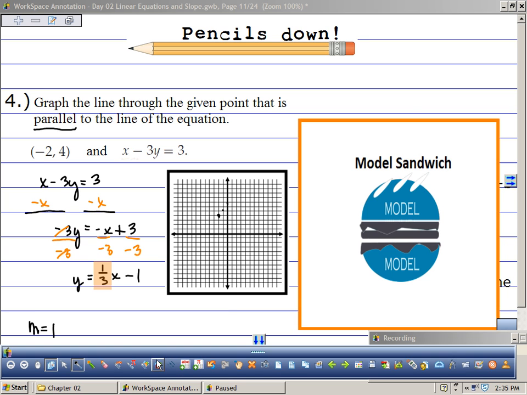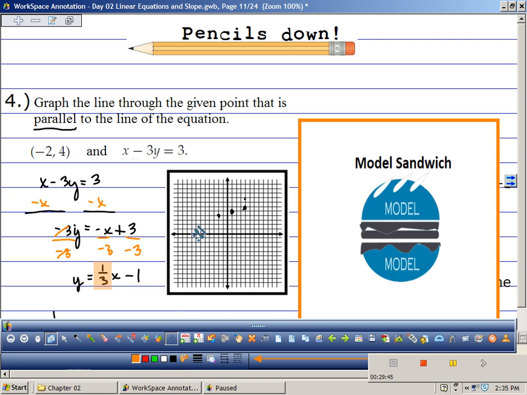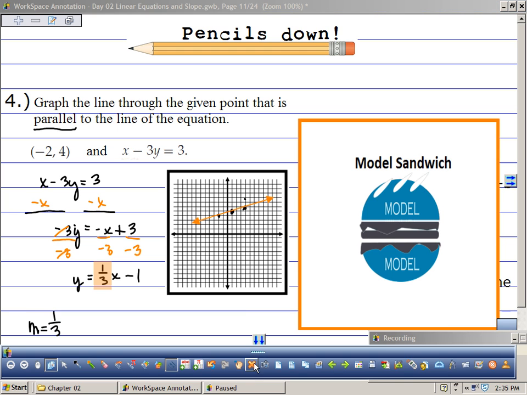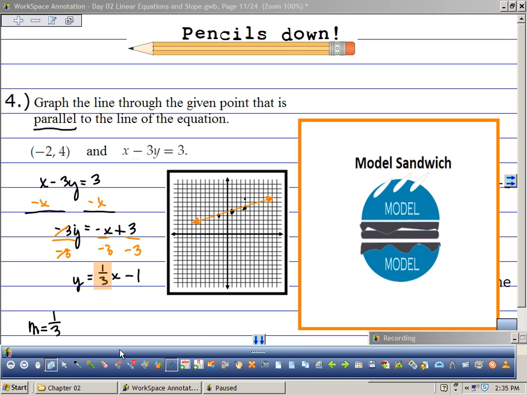Thank you. It is 1/3. Why did I write 1? Who knows, right? Thank you for that. So I start here and I go up 1 over 1, 2, 3. Up 1 over 1, 2, 3. There's my line. What would my slope be if it was a perpendicular line? 3 over 1. -3 over 1. Okay.